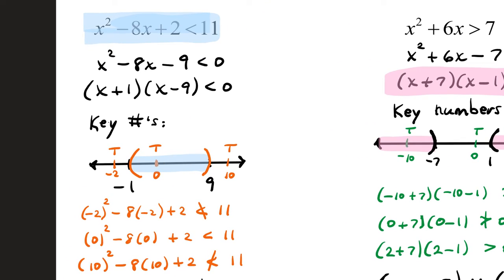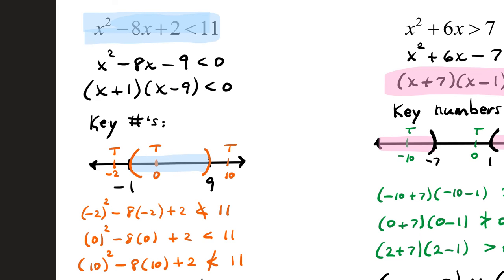In our third example, we have x squared minus 8x plus 2 less than 11. Subtract 11 from both sides. X squared minus 8x minus 9 less than 0. Factor x plus 1 times x minus 9.